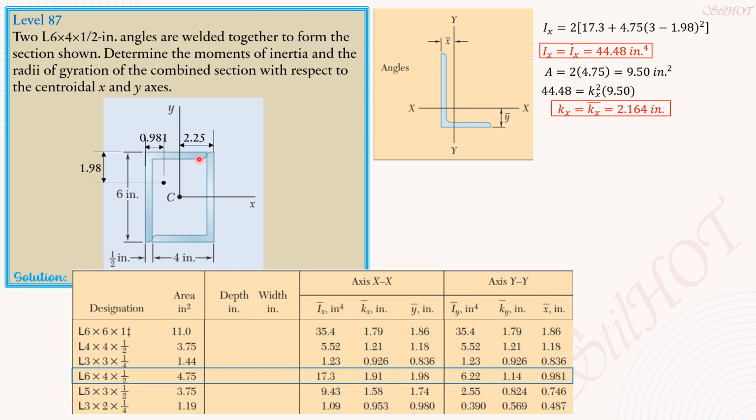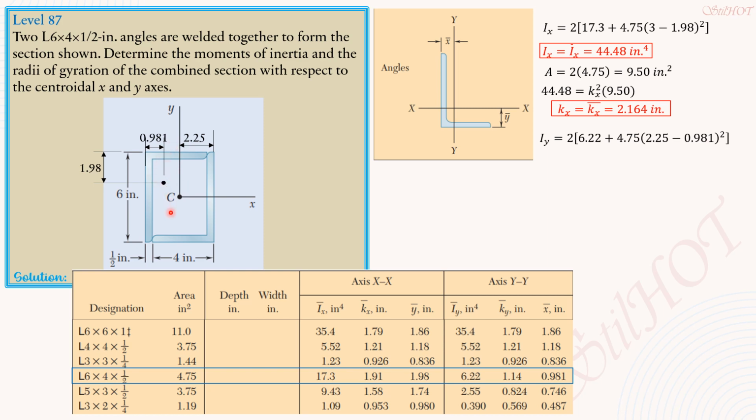Likewise for Iy, we have to transfer the moment of inertia of this angle with respect to the centroidal y-axis to the centroidal y-axis of the entire area. So that is 2 times quantity I barred y of the angle, 6.22, plus area 4.75, then the square of this distance.